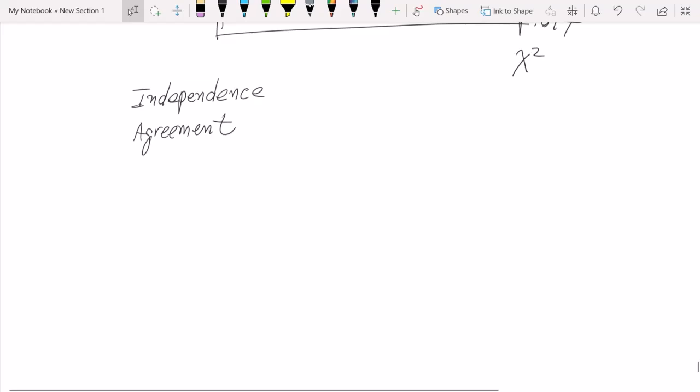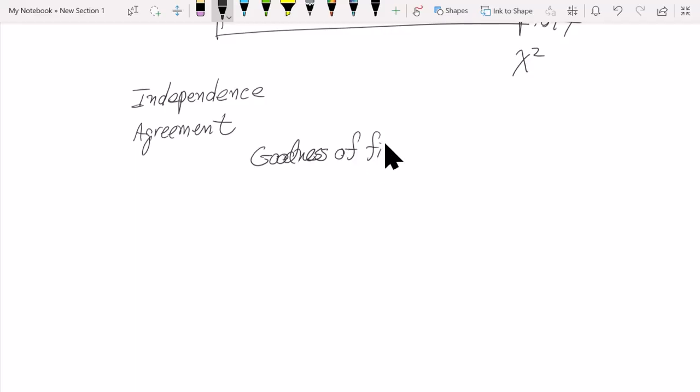Right, and the chi-square test is a test for independence, and it's also a test for agreement. Basically, if they agree, they're not independent, and it's just a different way to look at it. But this one we're going to do is a test for goodness of fit, and it's how well one distribution agrees with another.